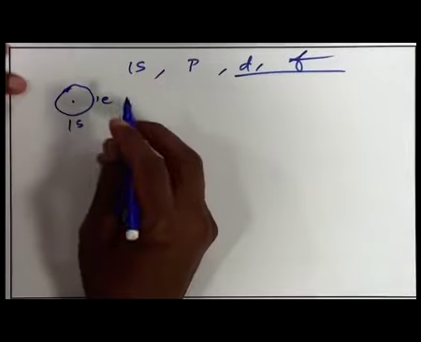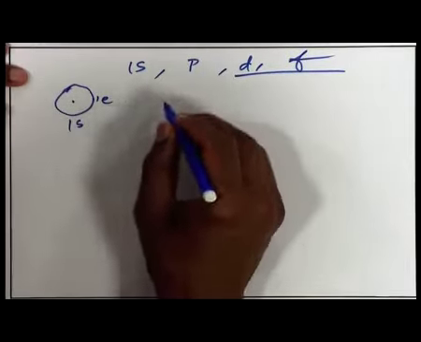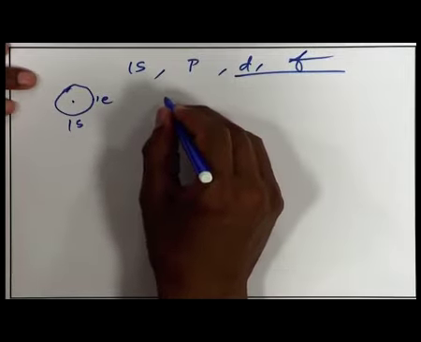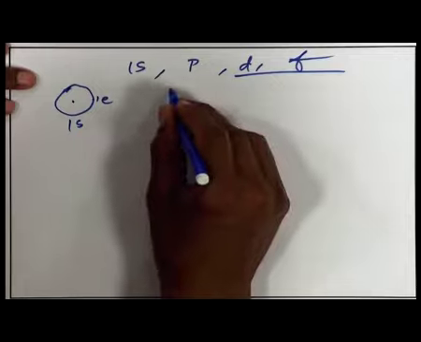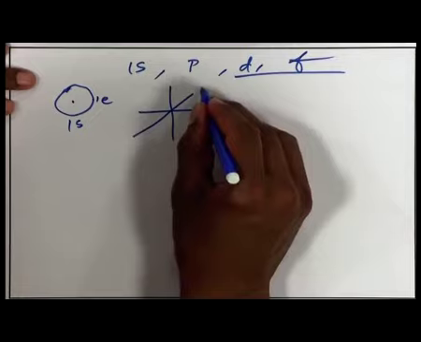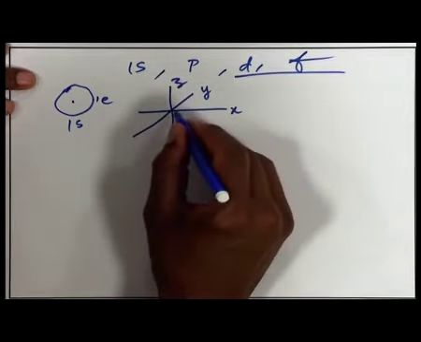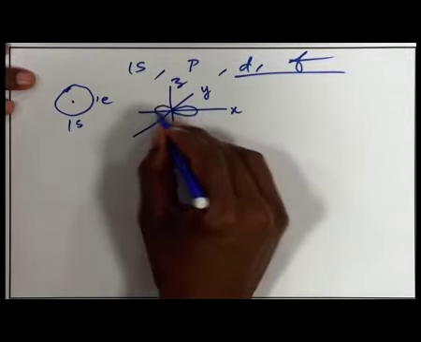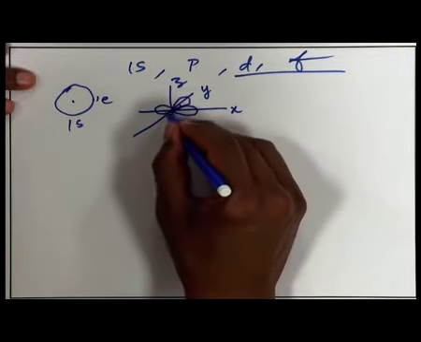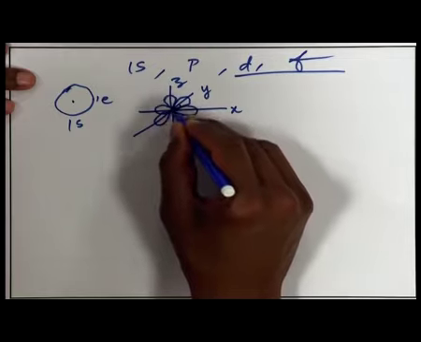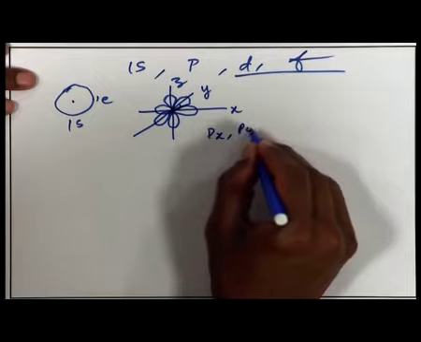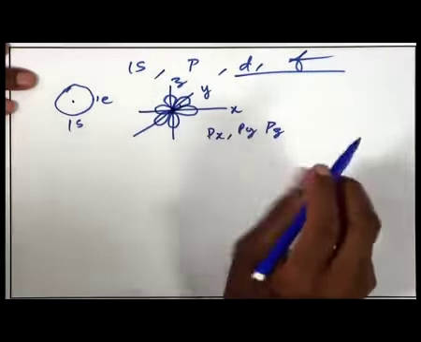So, this is a 1s orbital shape, a spherical shape. If you take a p orbital, there are 3 types of p orbital. If you say this is x, this is y, this is z, there is an orbital along the x axis, an orbital along the y axis, and an orbital along the z axis. So, there are 3 p orbitals: px, py, and pz orbitals.